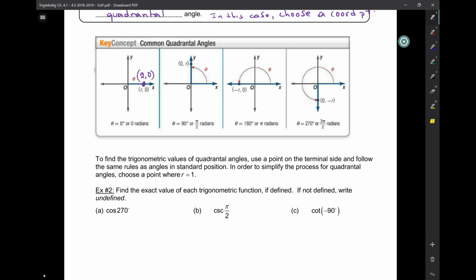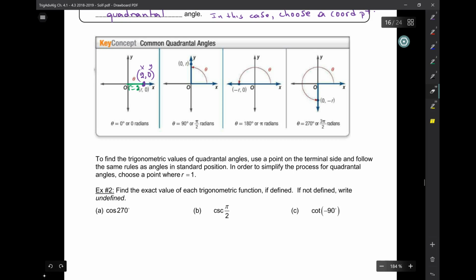Now, suppose that was 2, 0, okay? X is 2, Y is 0, right? Remember we were talking about R? R is the distance from the origin to that point. In this case, how much is R? 2. It's the distance from the origin to that point. In this case, it's 2 units, right? So R is 2. So R and X are the same? R and X are the same. And that's really the point I'm getting to.